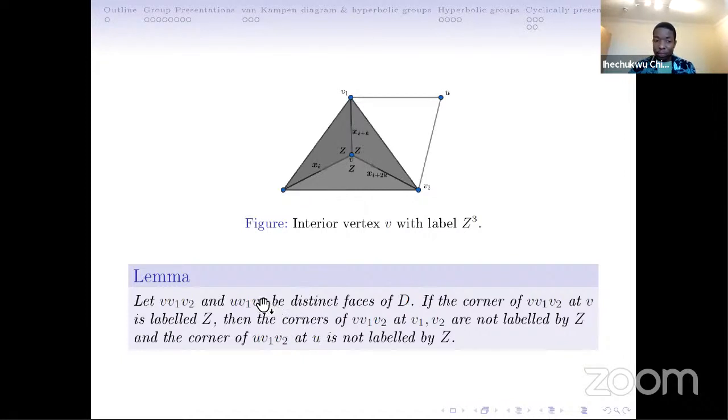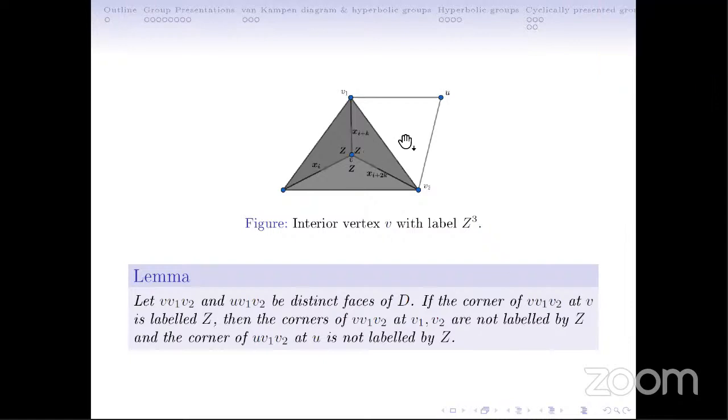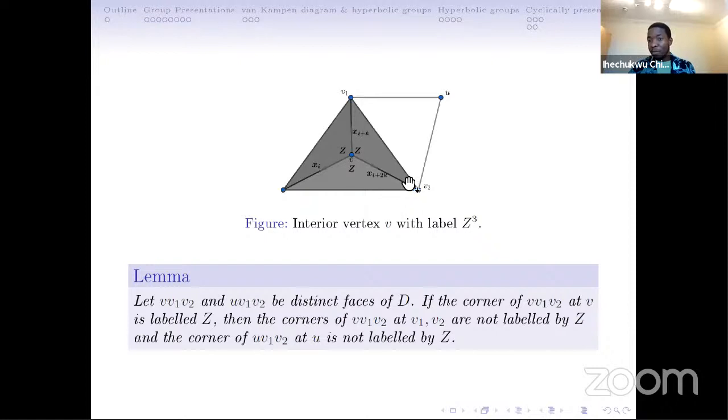This lemma is telling us that if I have a Z here, then clearly this cannot be Z and this cannot be Z, because every face has got one corner with Z, one with X, and the other with Y. So I've got Z here already. This cannot be Z, this cannot be Z. But the most important thing here is that it's telling us that even this one cannot be Z. I wish I could draw now, but maybe it's going to take more time.